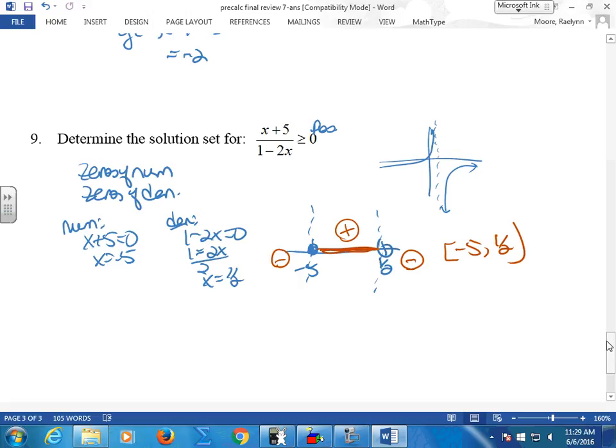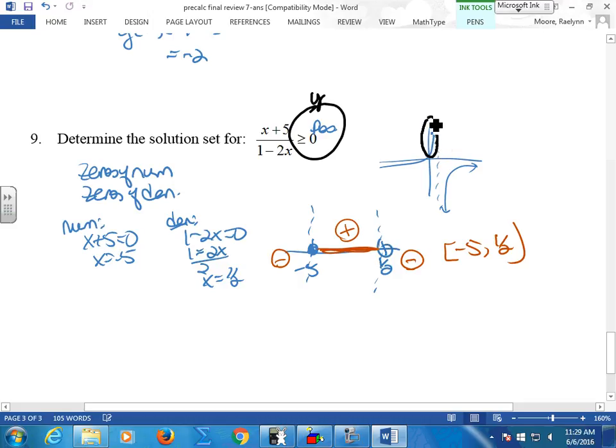And again, where do I want to find my y's? Wherever they're positive. Isn't there just this little one section in there again that's positive? So I test it. It's negative, positive, negative. Just this little piece right in here. The numerator will follow the open and close based on the inequality sign. The denominator always has to be open. Always. Good.